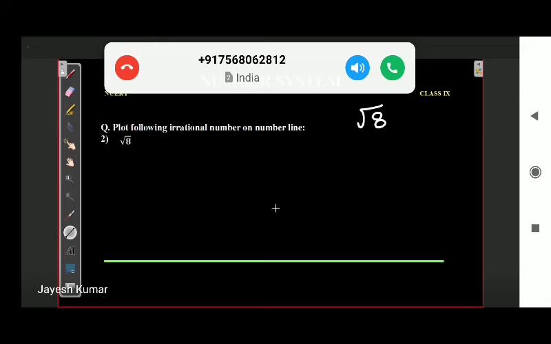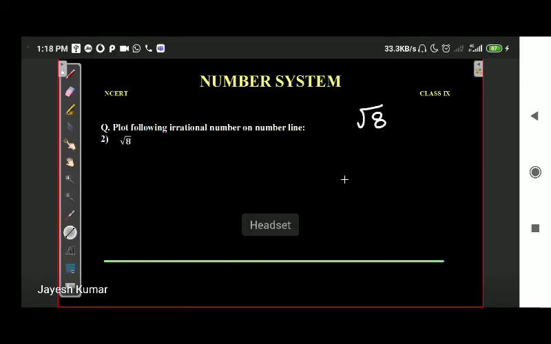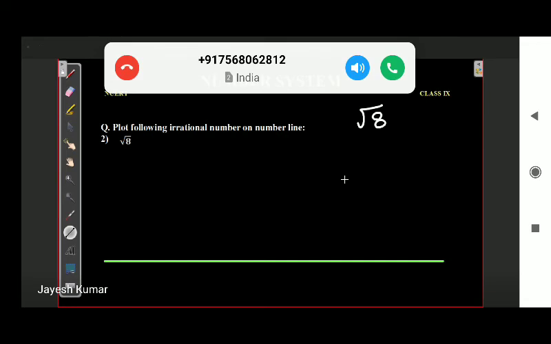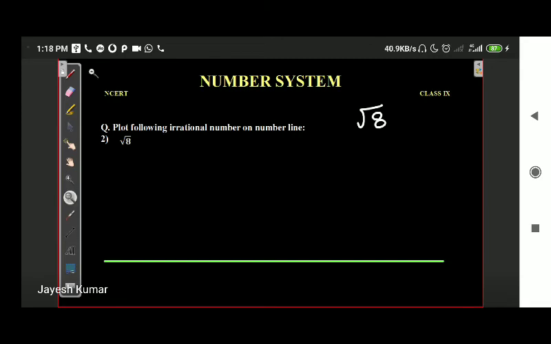Drawing under root 8 is going to be quite easy. How is that? We will draw under root 8 by using two numbers, 2 and 2. Sorry, I said 4 and 4, but it is 2 and 2. Let's see the mathematics behind it. Let's see the algebra behind it.